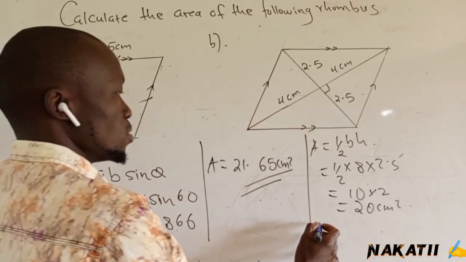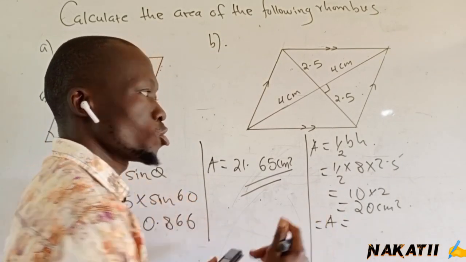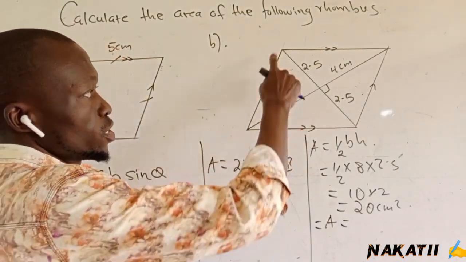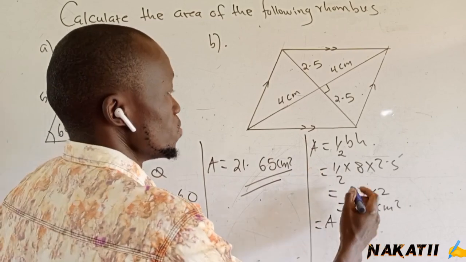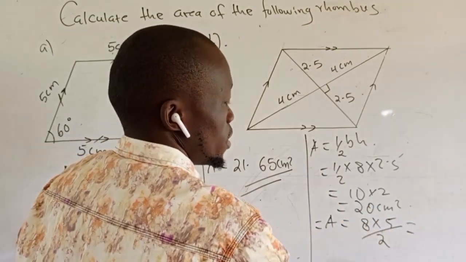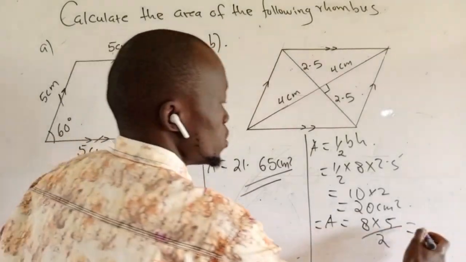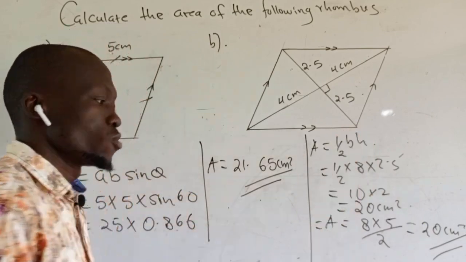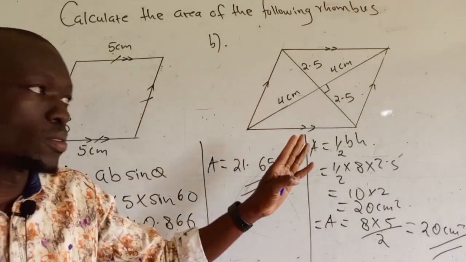Another method, we say that area is product of the diagonals, you divide by 2. And therefore, if you take the product of the diagonals, this one will be 8 times 5, then you divide by 2. That one will give you 40 divided by 2, which is 20 centimeters squared. Those are the two formulas that you can use to calculate that area.